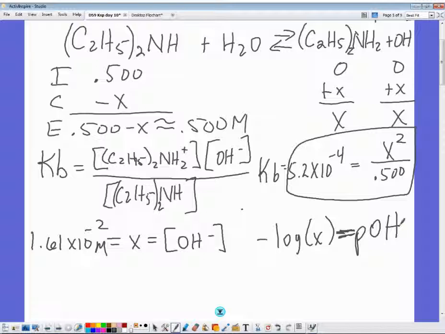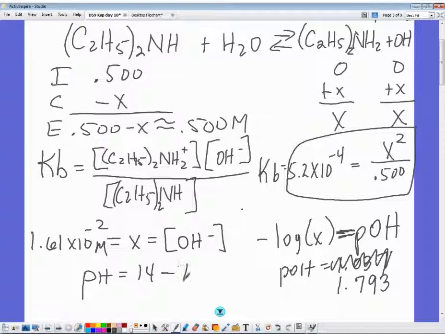All right, so who got a pOH for me? 1 point what? 1.037 for the pOH. Point 79 and something else to give me 3 sig figs, 3 decimal places. 793. All right, and so what is my pH? 14 minus 1.793, so 12.207.